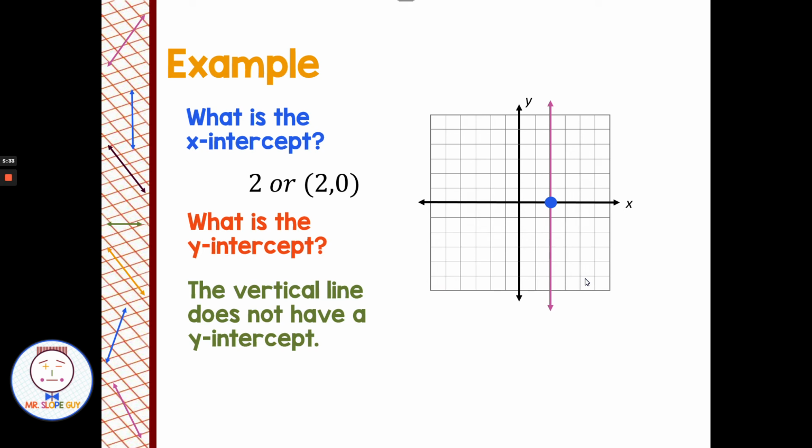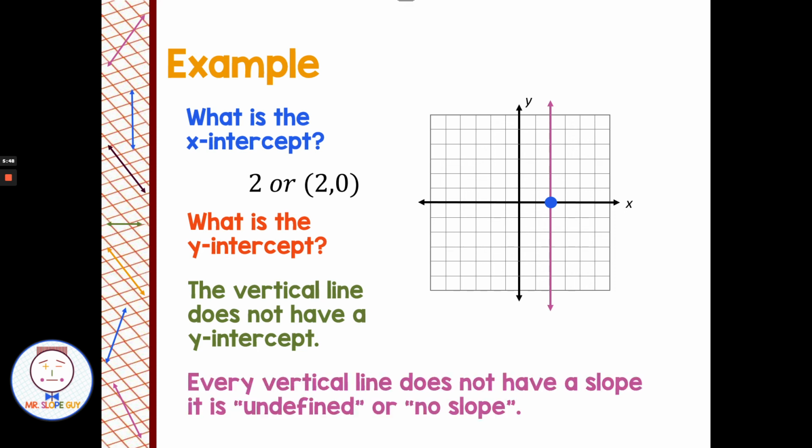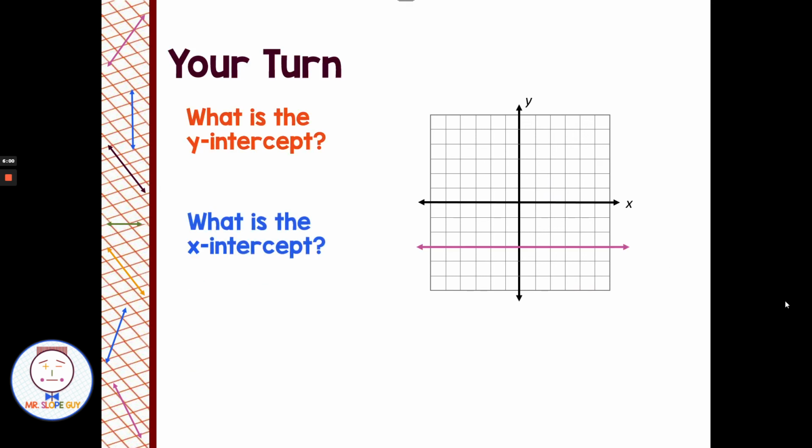This is a special kind of line called a vertical line. A vertical line doesn't have a y-intercept. It just doesn't cross the y. It goes on forever and ever in 2 directions, but never crosses the y. It has an x-intercept, but no y-intercept. And just because we're talking about vertical lines, every vertical line does not have a slope. It's undefined, or no slope. All right, you try this one. See if you can identify the x-intercept and the y-intercept. Pause the video, come back, and we'll see how you did.